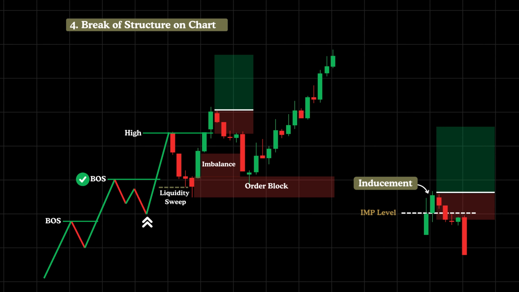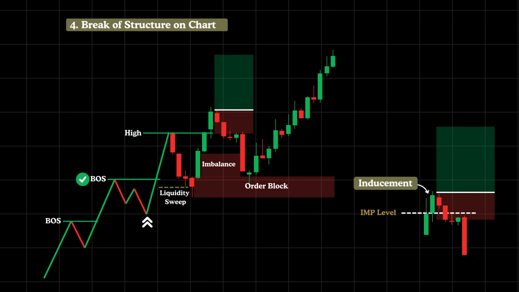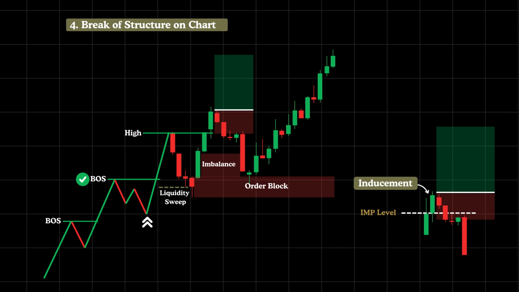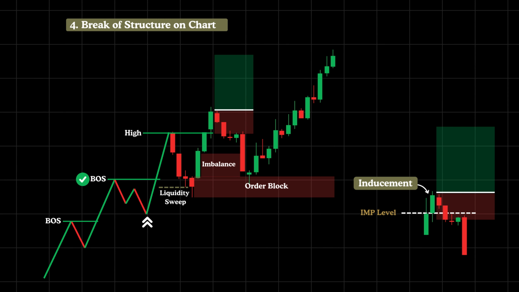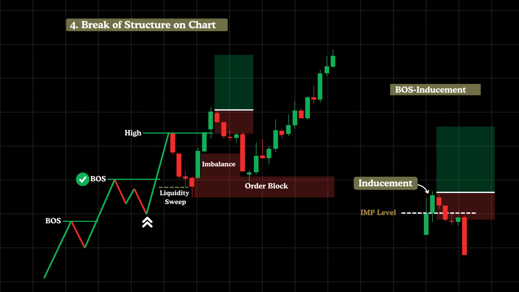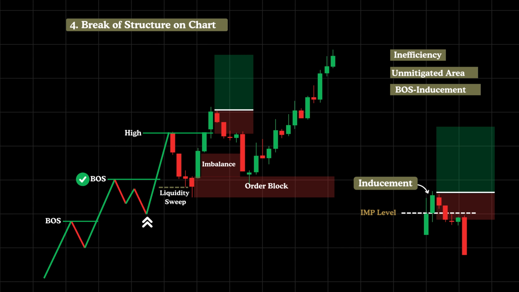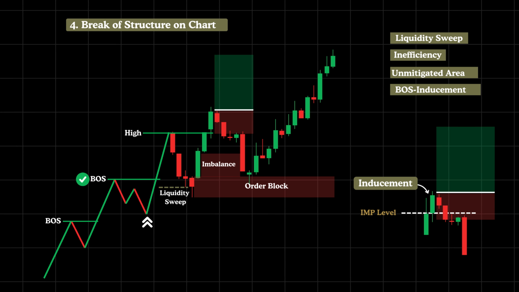This liquidity trap is intentional. Smart money uses inducement to grab liquidity before returning to execute its remaining orders. Key summary: for an order block to be fully valid, it should satisfy the following conditions: check mark, liquidity sweep; check mark, price imbalance, inefficiency; check mark, unmitigated zone; check mark, valid break of structure; check mark, inducement, fake breakout.